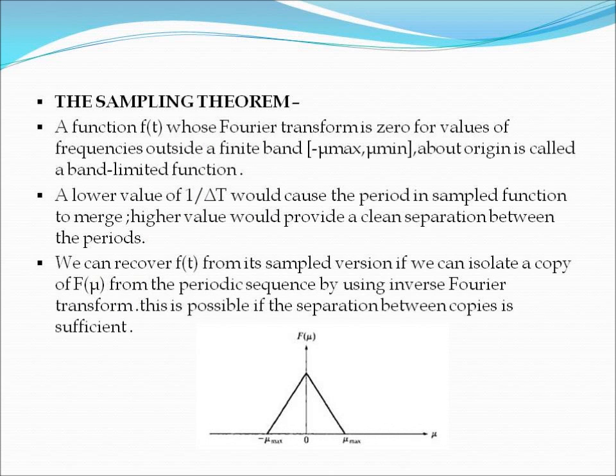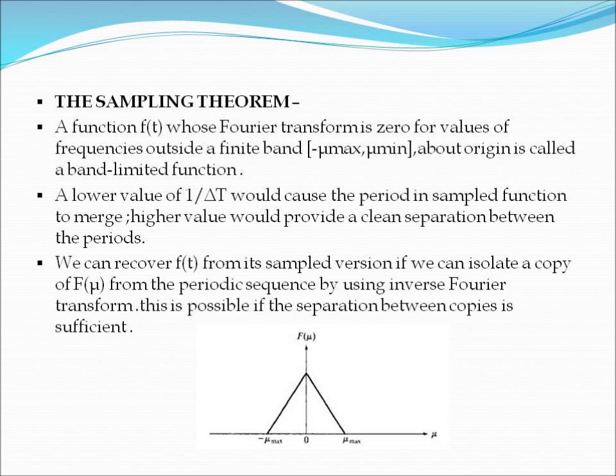The sampling theorem can be summarized as follows. A function f of t whose Fourier transform is 0 for values of frequencies outside a finite band from minus mu max to plus mu max about the origin is called a band-limited function. A lower value of 1 upon delta t would cause the periods in the sampled function to merge. A higher value would provide a clean separation between the periods.